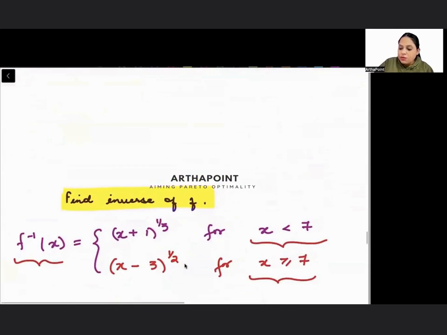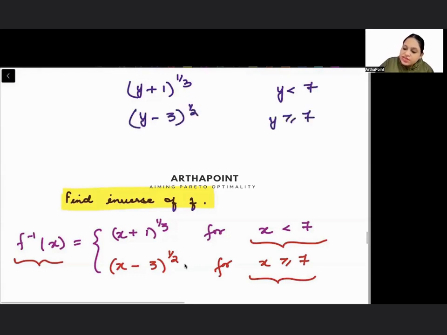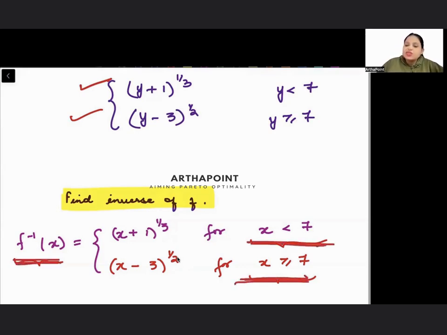can be written as (y plus 1) to the power 1/3 for y less than 7, and the other inverse can be (y minus 3) to the power half for y greater than or equal to 7. This is also correct, beta, but usually we write the inverse as a function of x. So if we write the inverse as a function of x, I will write everything in terms of x only. Is this clear? So this will be the inverse function. Okay, beta. Thank you.